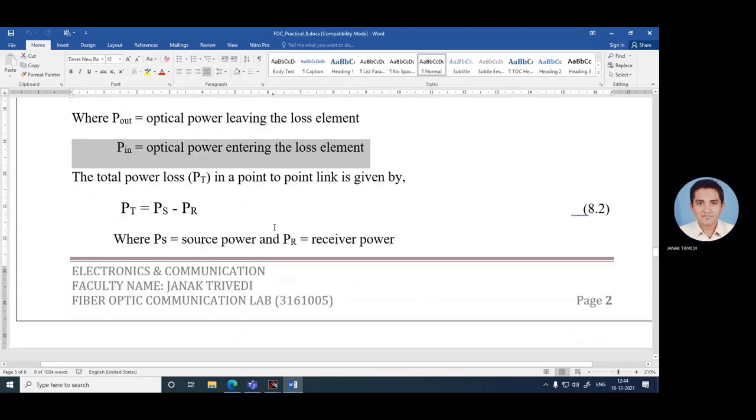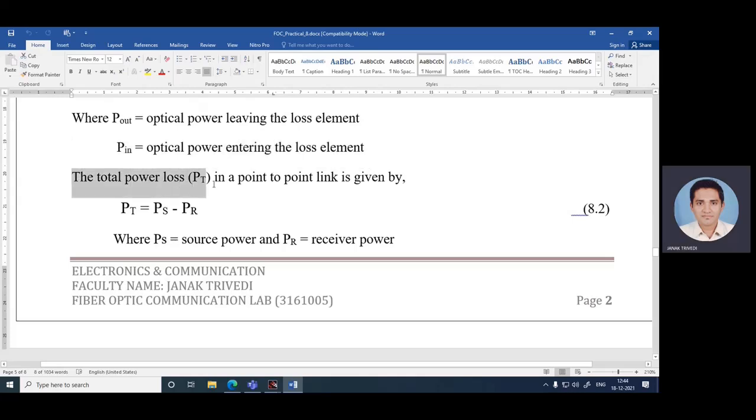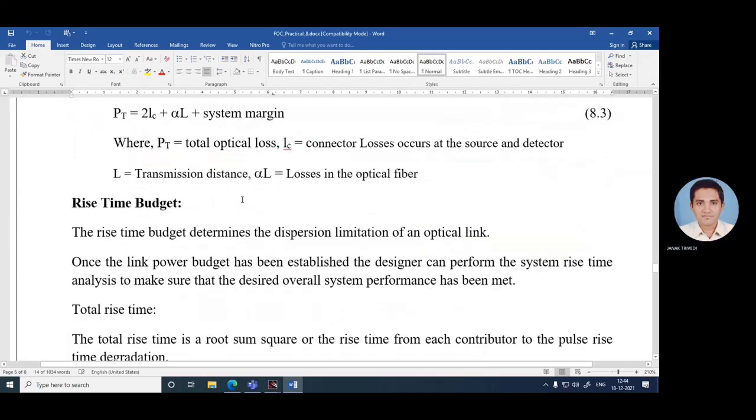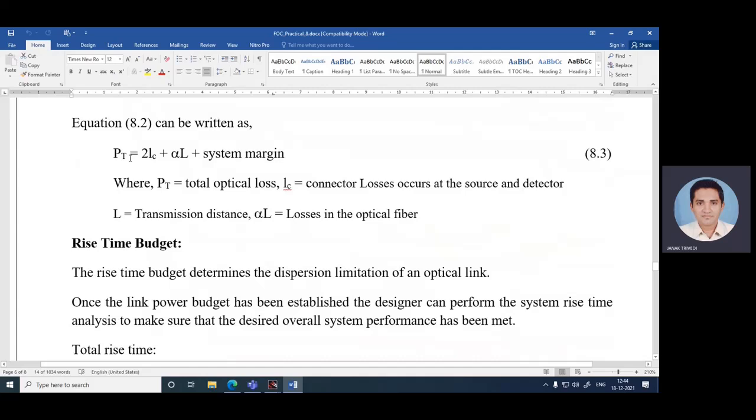The total power loss P_T in a point-to-point link is given by P_T equal to P_S minus P_R, equation 8.2, where P_S is the source power and P_R is the receiver power. This equation 8.2 can be written as P_T equal to 2Lc plus alpha L plus system margin, where P_T is the total optical loss, Lc is the connector loss occurring at the source and detector, L is the transmission distance, and alpha L is the losses in the optical fiber.